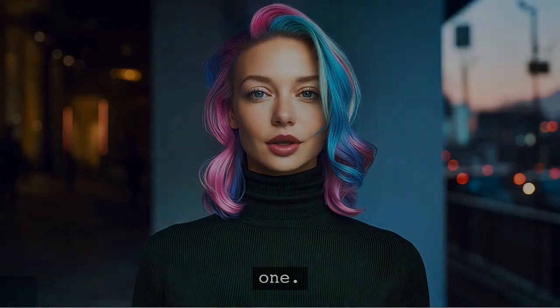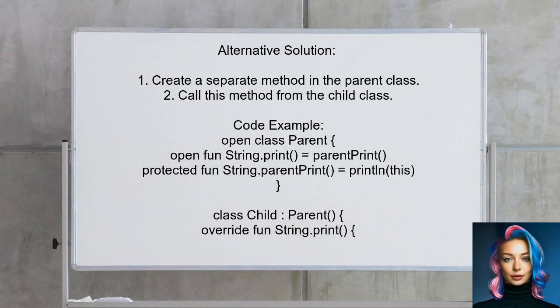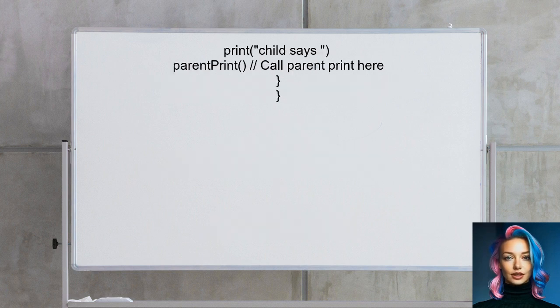Let's take a look at another one. One user points out that currently you cannot directly call a super's extension function in Kotlin. They reference an issue in the Kotlin issue tracker. However, they provide a workaround. Instead of calling the super's extension function, you can create a separate method in the parent class to handle the print functionality.